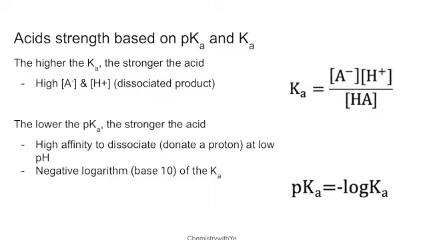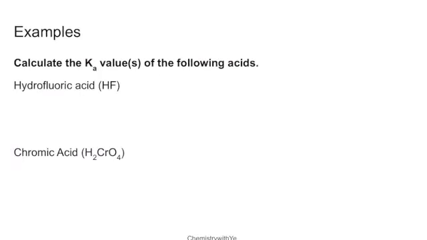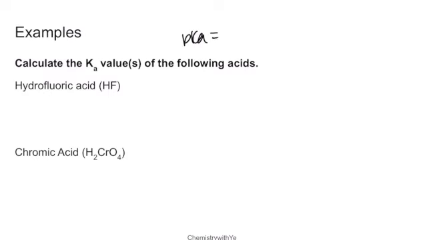So in summary, the higher the Ka, the stronger the acid, because high dissociated product concentrations means that it's a strong acid, and the lower the pKa, the stronger the acid, because it means it has a high affinity to dissociate at a lower pH. And just based on the equation, the negative logarithm of Ka means that the lower the pKa, the stronger the acid.